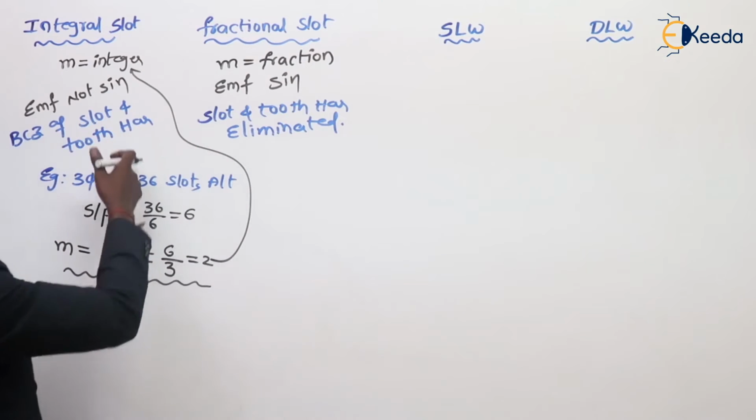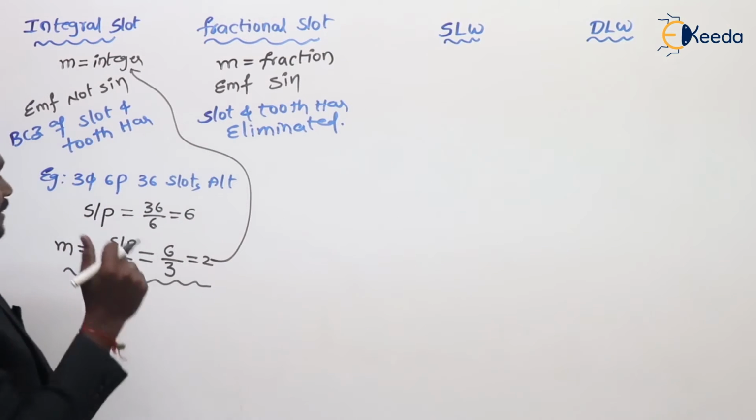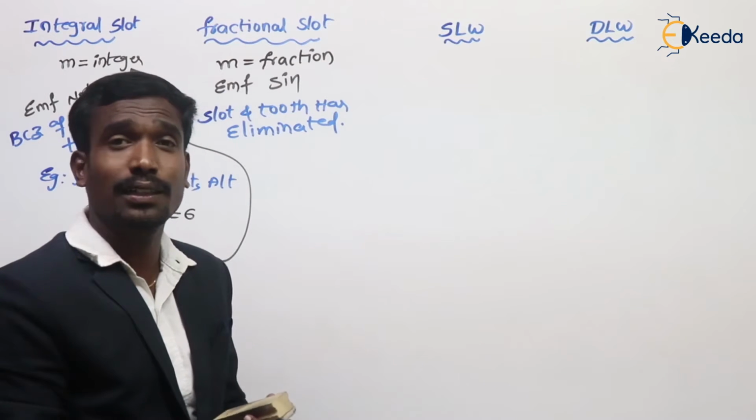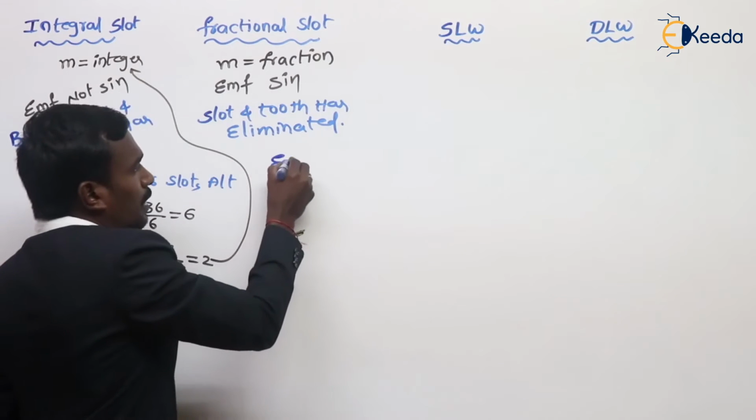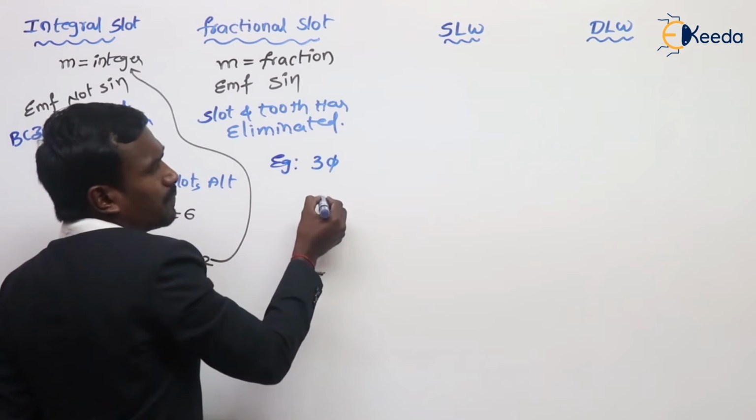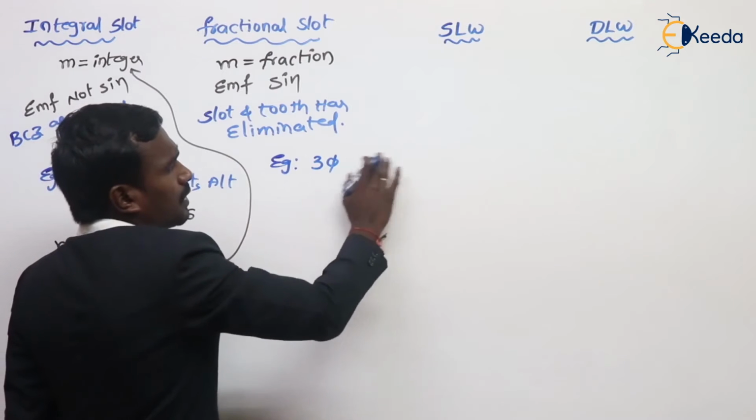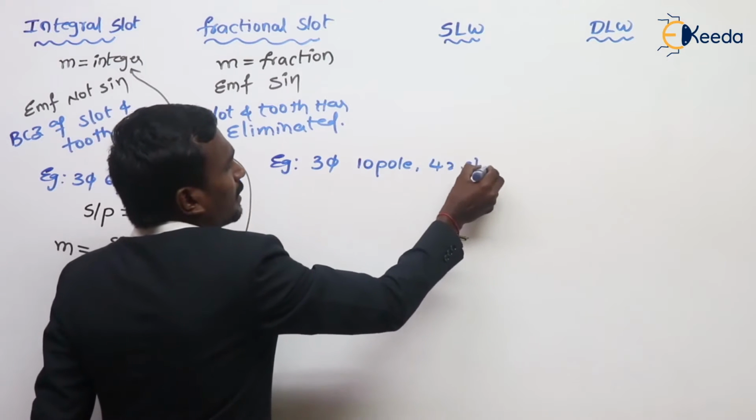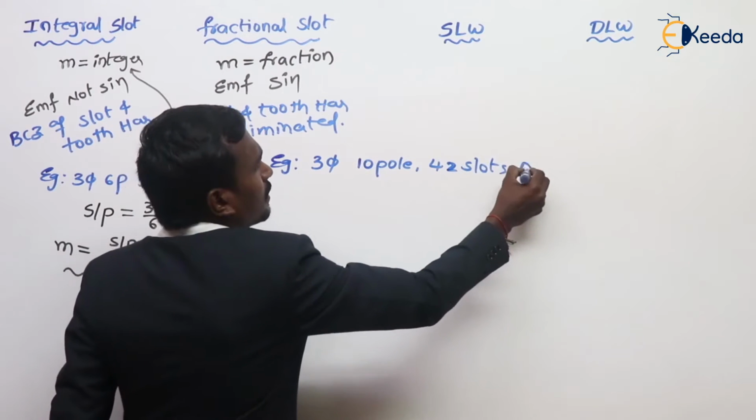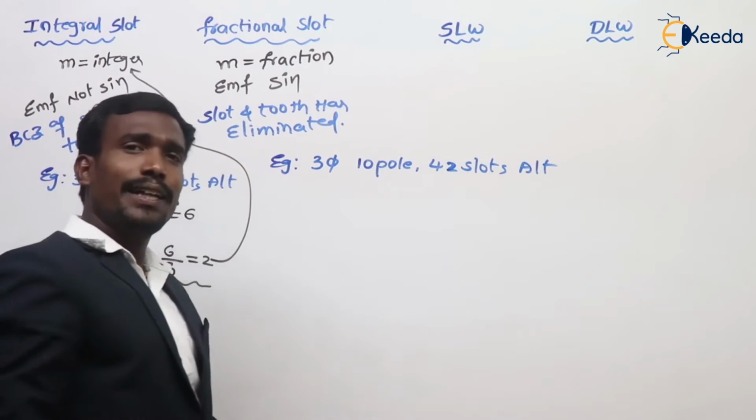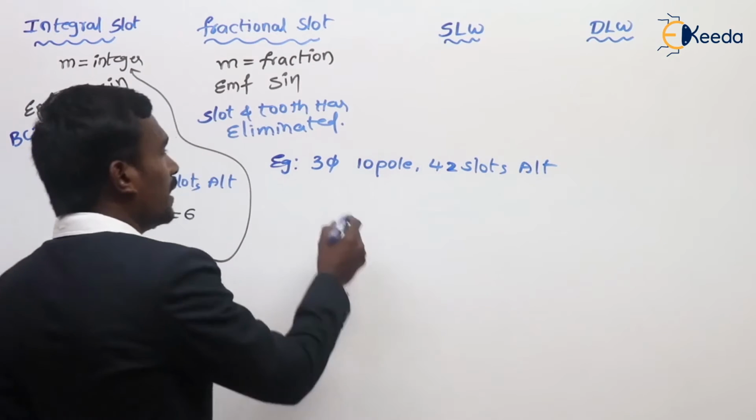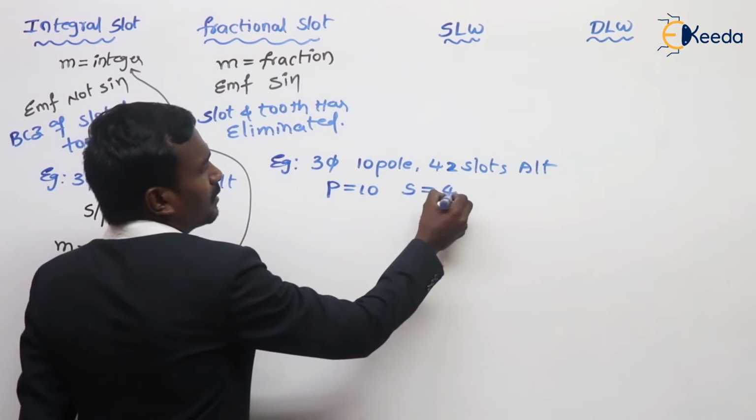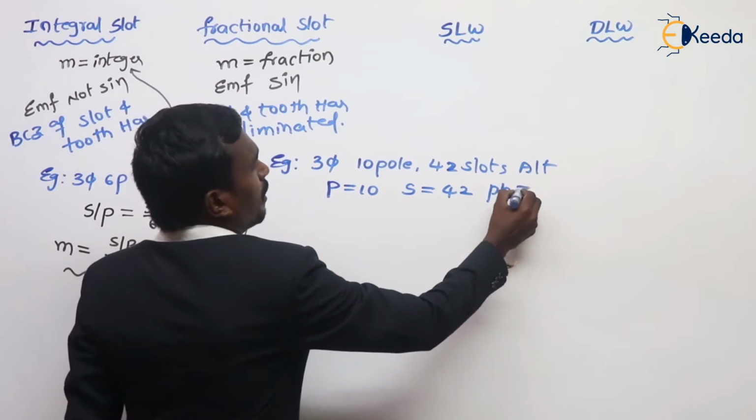Sir, how can we get a fraction here? When can we get a fraction of m? Let's see. I will give you one example. Very important, listen carefully. A 3-phase, 10-pole, 42 slots alternator. Tell me how many poles? 10. How many slots? 42. How many phases? 3.